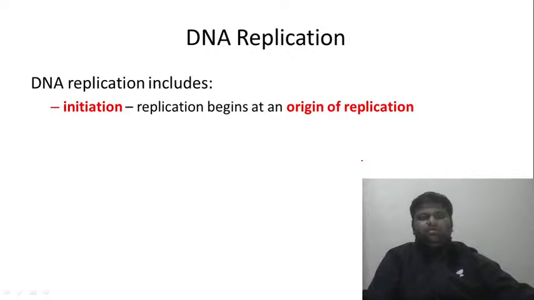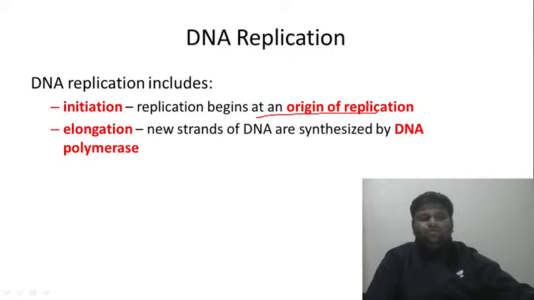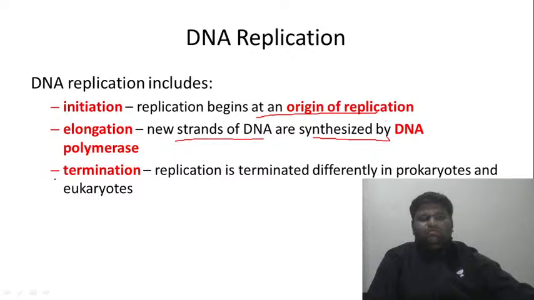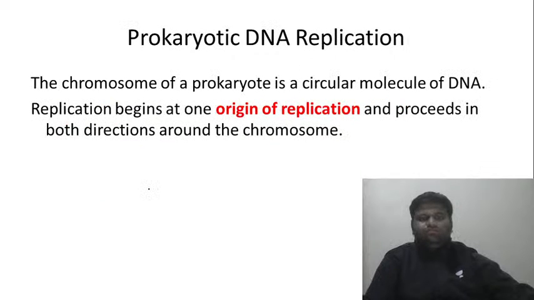DNA replication includes initiation, where replication begins at the origin of replication. Then there is elongation, where new strands of DNA are synthesized by DNA polymerase. And then there is termination, where replication is terminated differently in prokaryotes and eukaryotes. The chromosome of a prokaryote is a circular molecule of DNA, and replication begins at one origin of replication and proceeds in both directions around the chromosome.